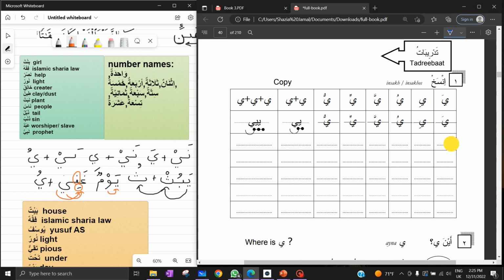Ya is written fully just above the line. The shape is just a curved C, a mirror image of C, or you can see it also looks like an ayn, but the major part of the ya goes down the line just like noon, with two dots below it. Ya with fatha, ya with kasra, ya with damma, ya with shadda and fatha, ya with shadda and kasra, ya with shadda and damma.